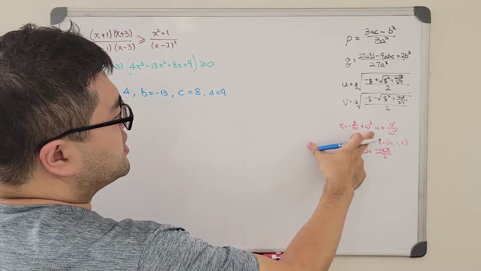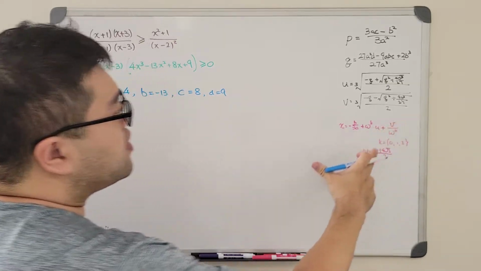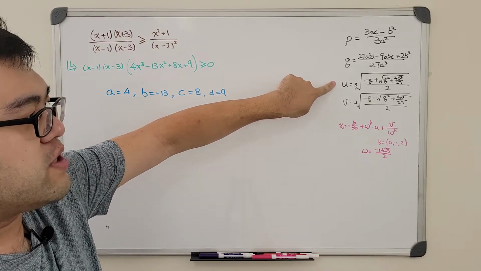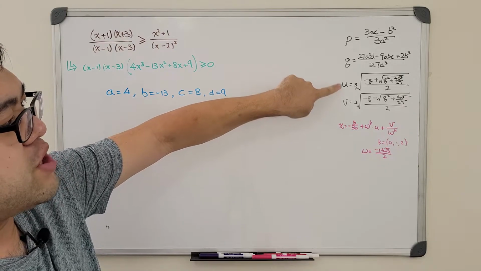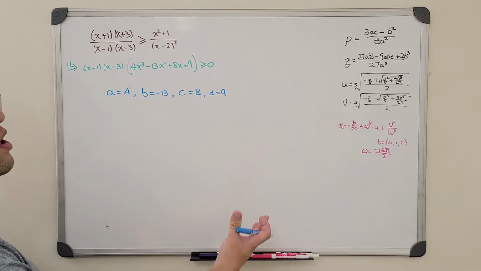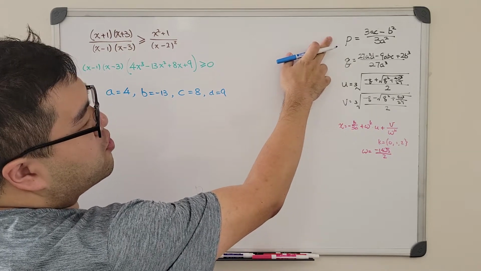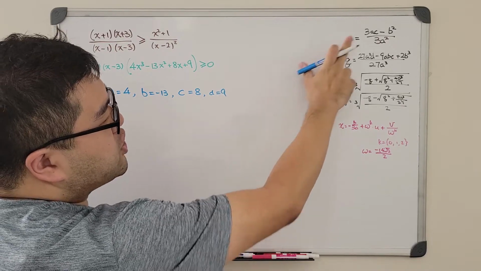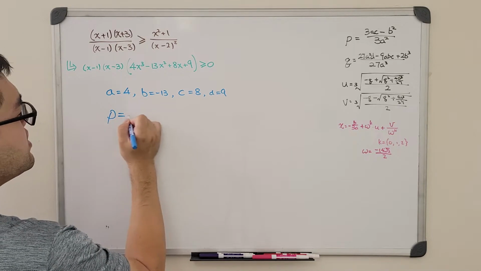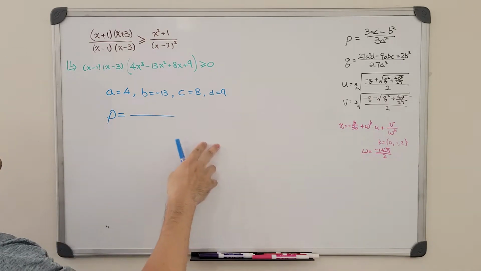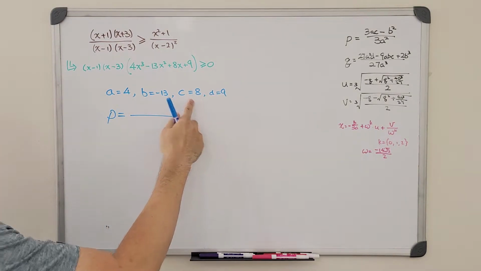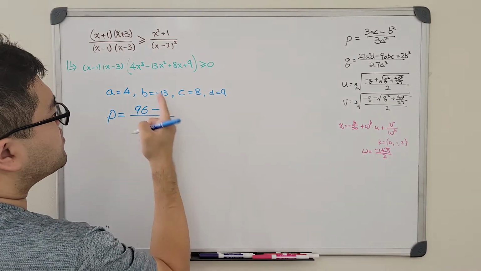So the problem is we don't have u nor v yet. How should we find u and v? Well, if we trace back up, we know that u and v are in terms of q and p. And what are p and q? We can go back up one more time and see that p and q are in terms of the coefficients. So let's substitute. We get p is equal to 3ac, where a is 4, c is 8, so 3 times 4 is 12, times 8 is 96, minus b squared.